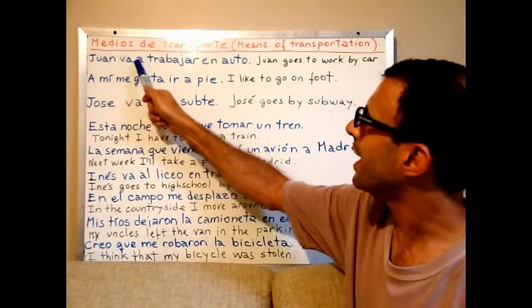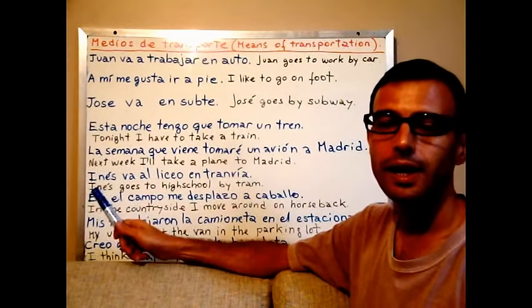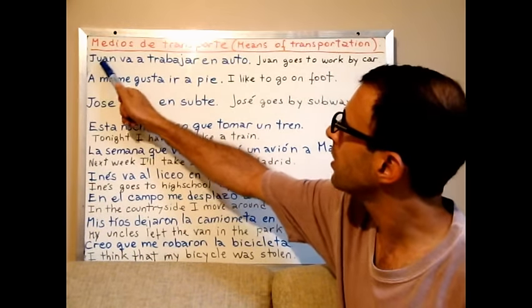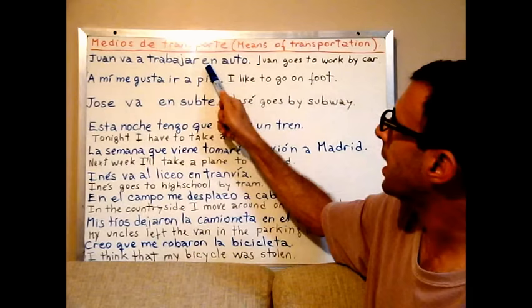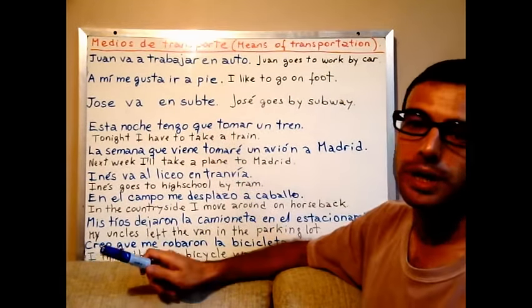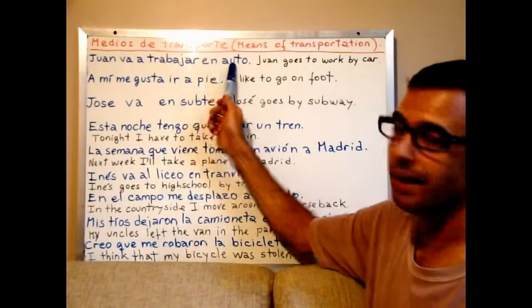Juan va a trabajar en auto. This means Juan goes to work by car. Auto can also be carro, so we can also say Juan va a trabajar en carro.